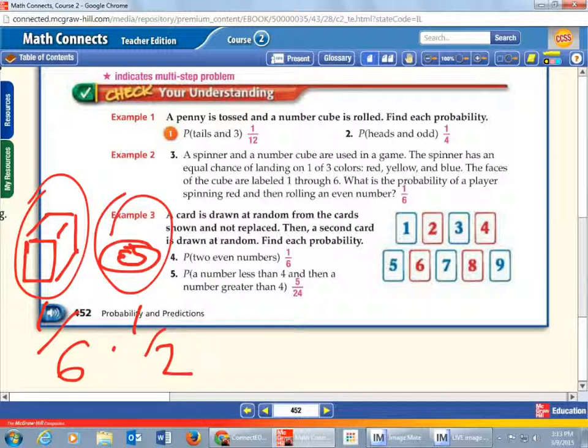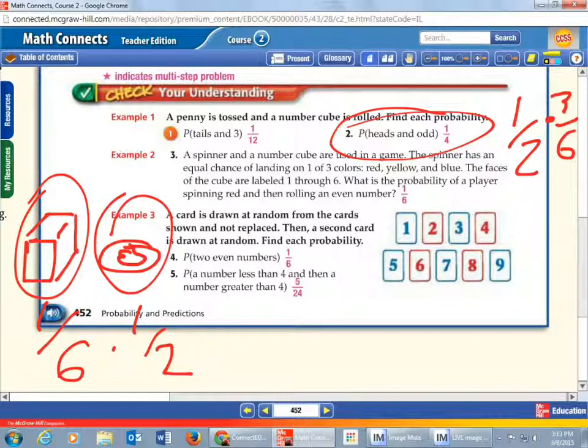Now, if I go to heads and odd, well, heads, it's still 1 out of 2, but how many odd numbers are there out of 1, 2, 3, 4, 5, 6? Well, 3 of the 6 are odd, so I multiply them together and I get 3 over 12, which is 1/4.